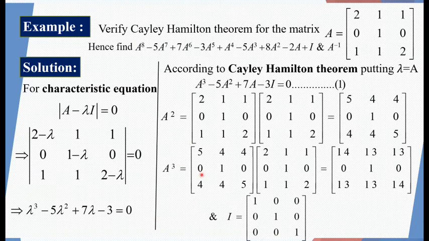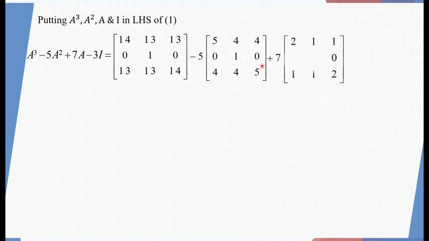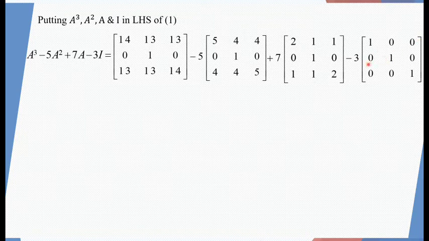So on putting the value of A square, A cube and I in the left hand side, we get 14 13 13, 0 1 0, 13 13 14 minus 5 times of 5 4 4, 0 1 0, 4 4 5 plus 7 times of 2 1 1, 0 1 0, 1 1 2 and minus 3 times of identity matrix 1 0 0, 0 1 0 and 0 0 1.